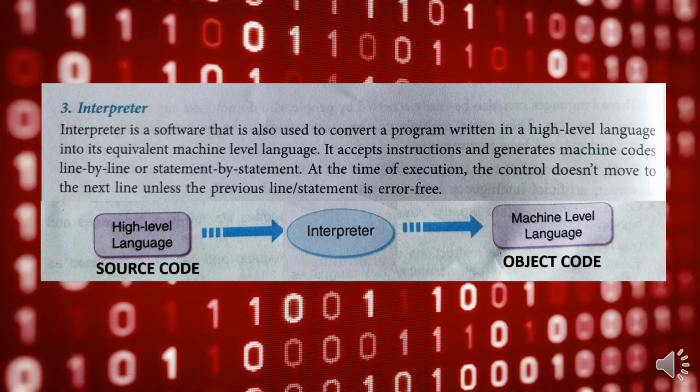If there is an error in the line or the statement, the interpreter terminates its translating process at that statement or line and displays an error message. The interpreter moves on to the next line for execution only after removal of the error.